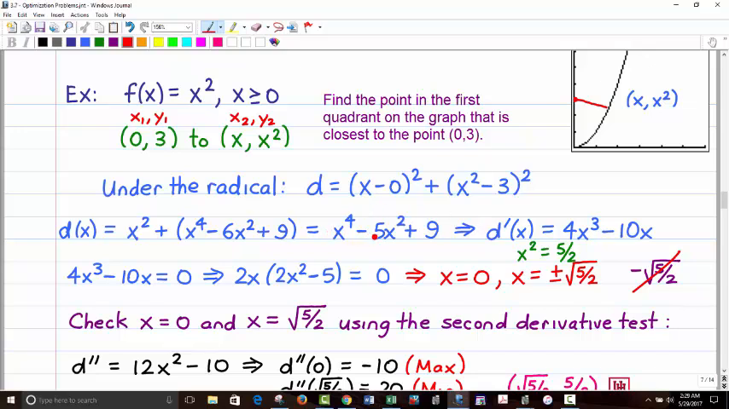So you have d of x is x to the fourth minus 5x squared plus 9, so the derivative would be 4x cubed minus 10x. So you set that equal to 0, you factor out a 2x, you'll have 2x squared minus 5 equals 0. And x equals 0, x squared equals 5 halves, which is plus and minus the square root of 5 halves. We definitely don't want the negative one because we're saying it's in the first quadrant.